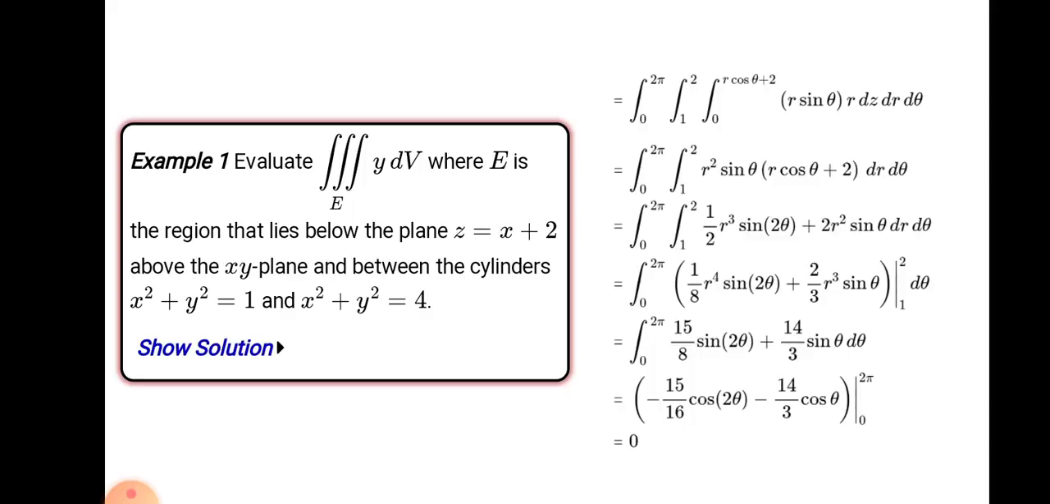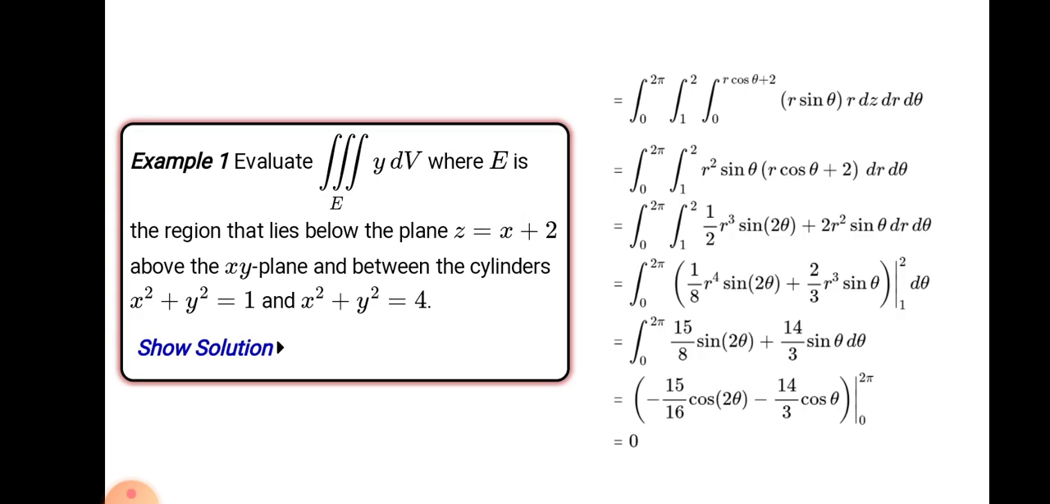So we have this example. Evaluate the triple integral of y dV, where E is the region that lies below the plane z is equal to x plus 2, above the xy plane, and between the cylinders x squared plus y squared is equal to 1, and x squared plus y squared is equal to 4.